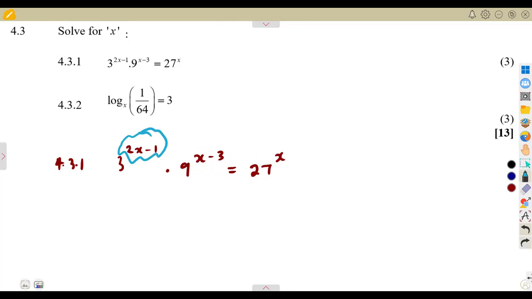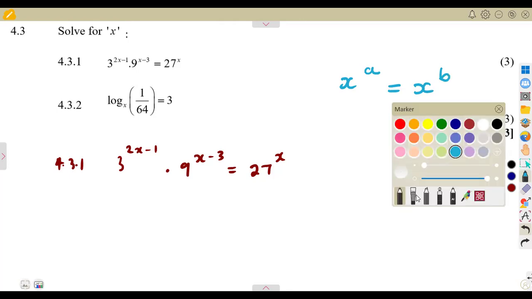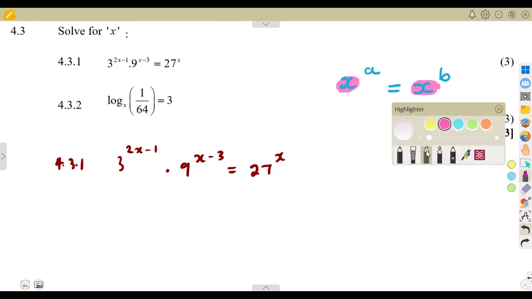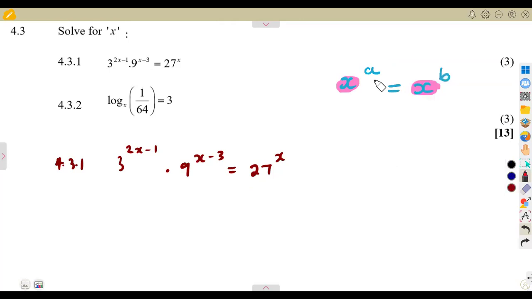It is always best that we write in the same base. If x to the exponent of a is equal to x to the exponent of b, whenever this happens, that the bases are the same, simply equate your exponents. So it simply means a is equal to b. As long as these bases are the same, it follows that these exponents must be the same.